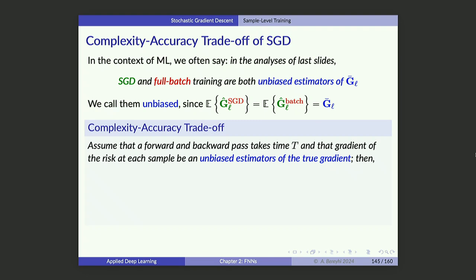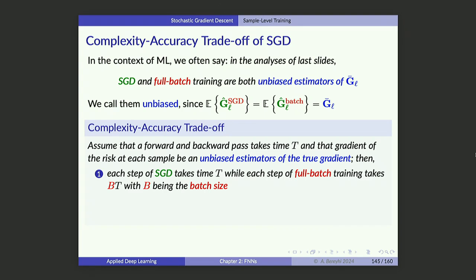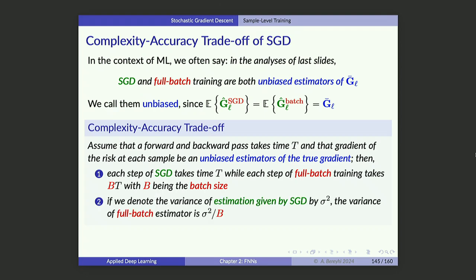And if we want to state it simply, if we spend time t for every single forward-backward pass, then with stochastic gradient descent, you do an update every t seconds. But with full batch training, you need to wait b times t until you can update. So your update is much faster in stochastic gradient descent. But what is the price you are paying? The price is that you have much higher variance in every estimation that you are doing, in every iteration. Clear?